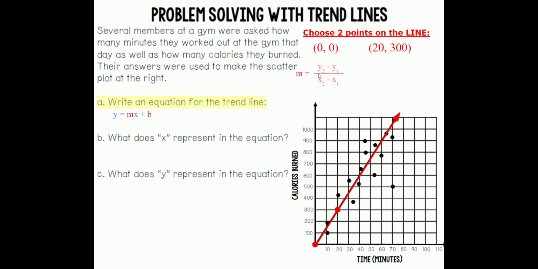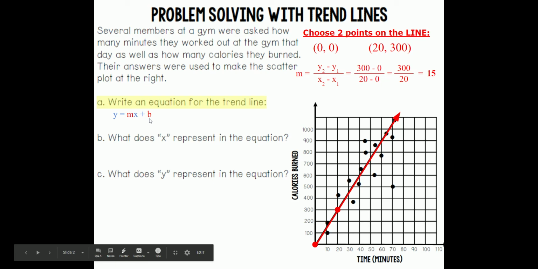So our slope formula is y2 minus y1 over x2 minus x1. y2 is 300, y1 is 0, x2 is 20, x1 is 0. So we should get 300 minus 0 over 20 minus 0. If we simplify the top and the bottom, 300 minus 0 is 300. 20 minus 0 is 20. And we can simplify this further. 300 over 20 is 15 over 1, or 15. So 300 divided by 20 is 15. So our slope is 15.